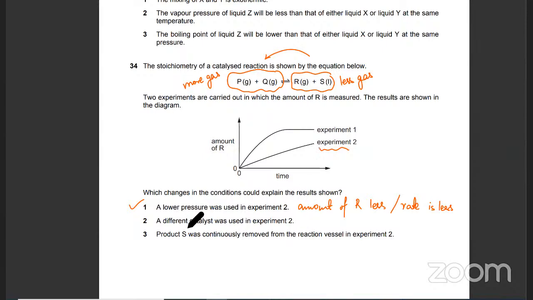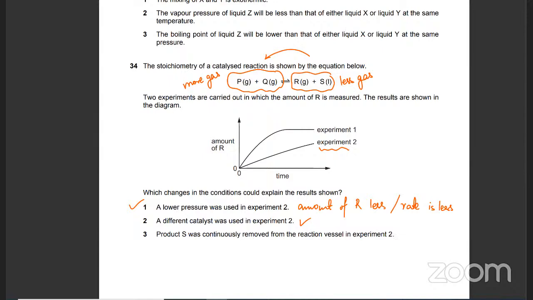What we can guess about is the rate of the reaction. The rate is definitely slow. So are they using a different catalyst? They're obviously using a different catalyst because the reaction is slower. And the last one is: product S was continuously removed from the reaction vessel in experiment 2.